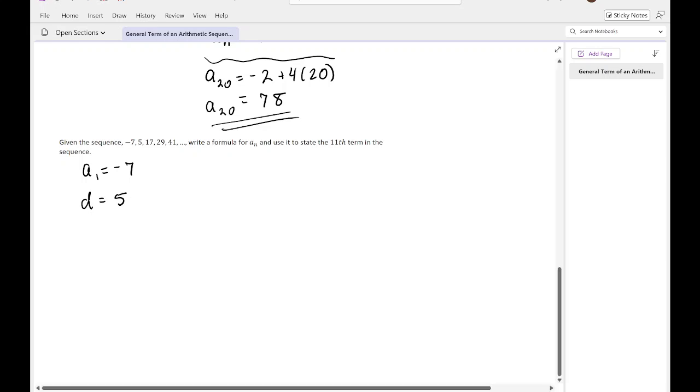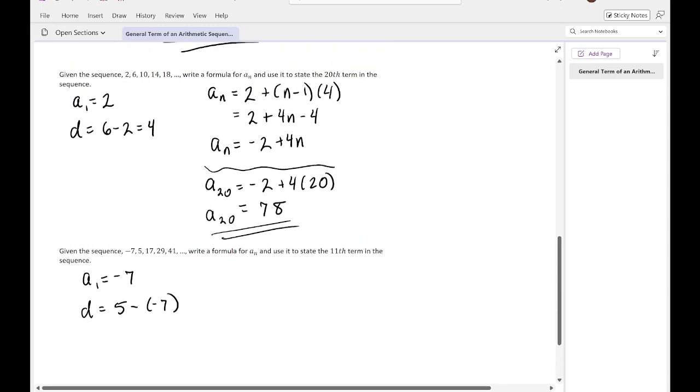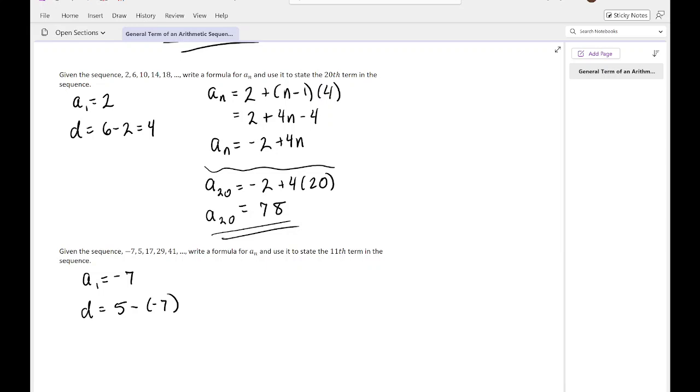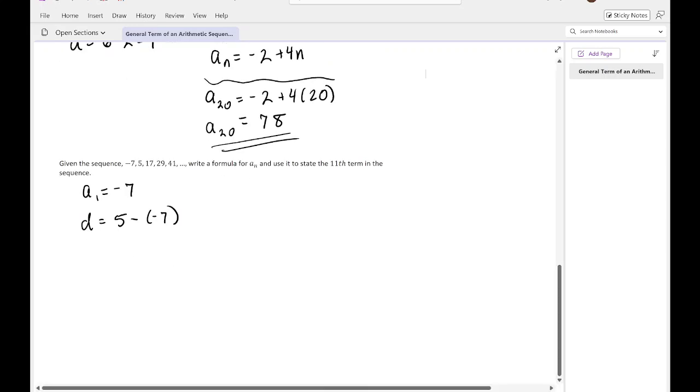So 5 minus -7. Now, be careful, it must be in the correct order. See how I did the second term minus the first term. If you switch them, you're going to end up getting a sign error, so be careful. Double negatives make a positive, so it's going to be 5 plus 7, which will give us 12.